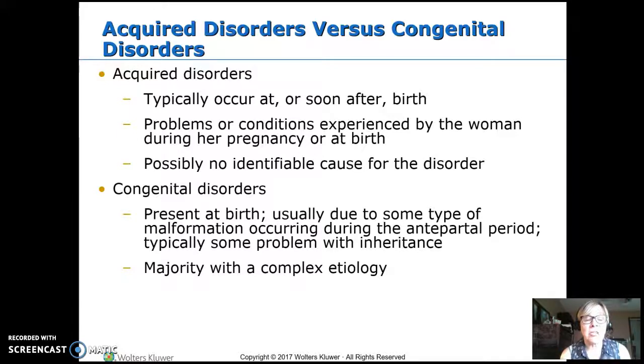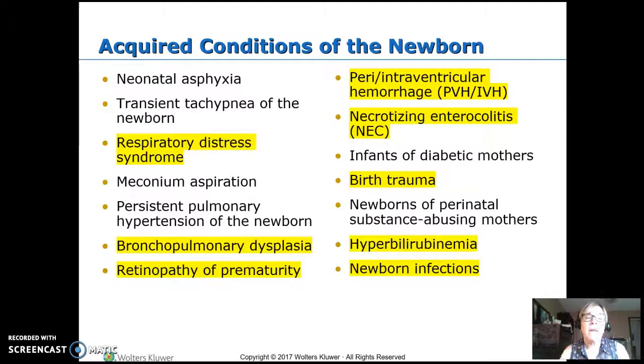A congenital disorder, the baby is born with it. It's present at birth, and it usually comes from a malformation that occurred during the pregnancy, so antepartal, and it's typically something from the genes, so it's inherited. And most of the time, the etiology, the cause, is complex. It's not just a single gene or a single thing. So we're going to look at some different acquired conditions, and I've highlighted the ones we're going to look at.